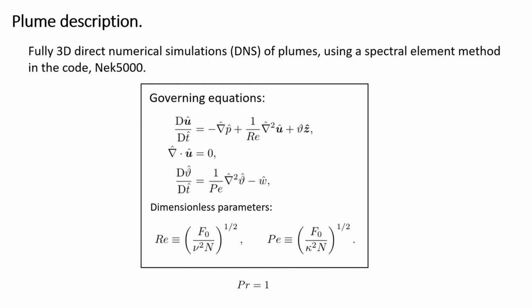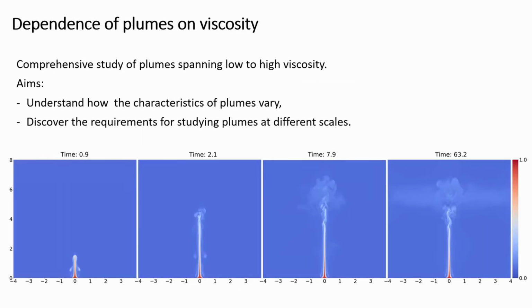The non-dimensionalization, which I haven't included here, results in the dimensionless parameters, the Reynolds and Peclet numbers. To reduce the complexity of the problem, we're sticking to the case of the Prandtl number equaling 1. This forces the Reynolds and Peclet numbers to be equal, and therefore brings the number of parameters that we're studying down to just 1.